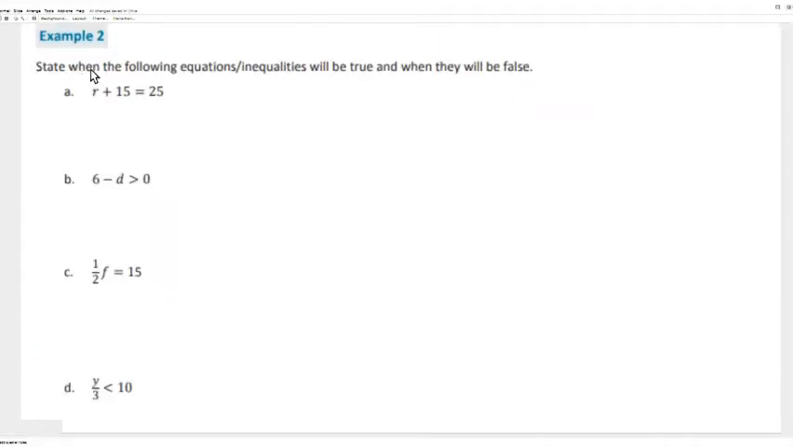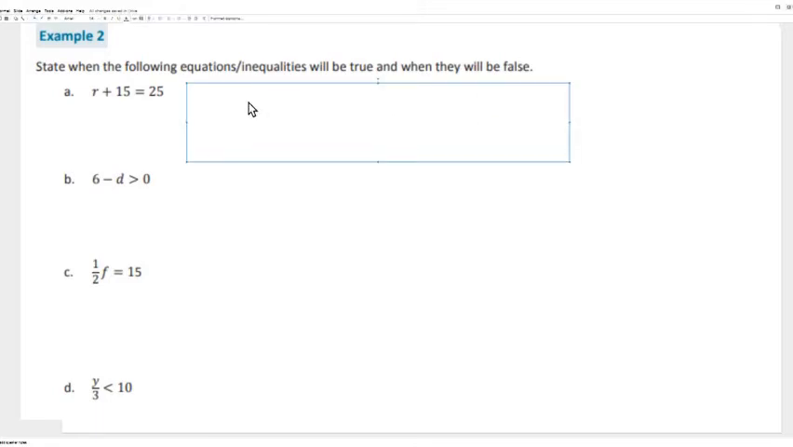All right, hello students. Now we're going to move on to example 2. It's to state when the following equation will be true and when it will be false. So we're going to have to answer 2 different questions. When will it be true and when will it be false?